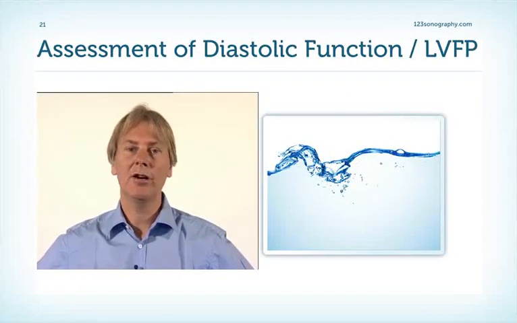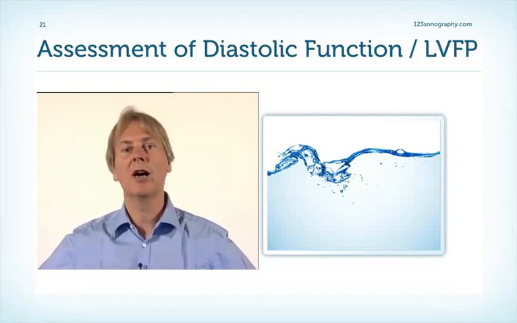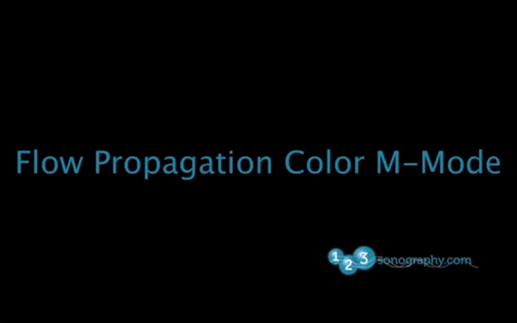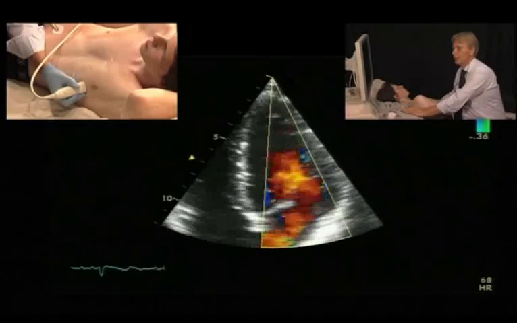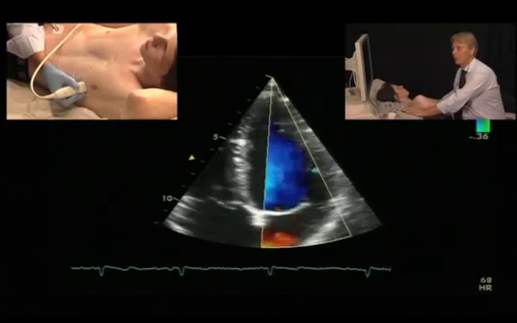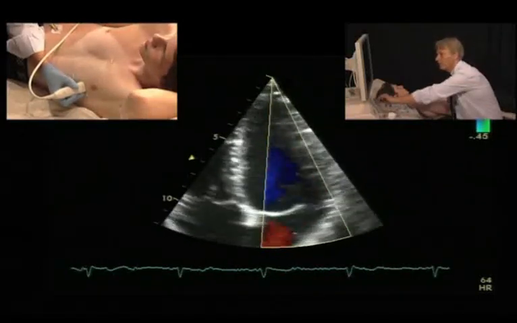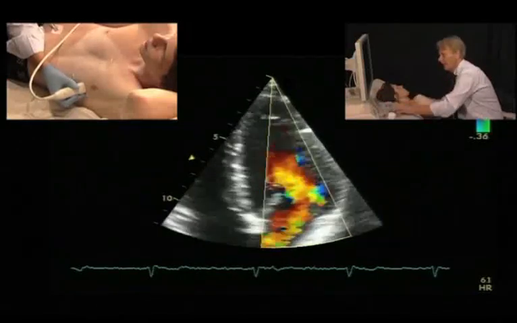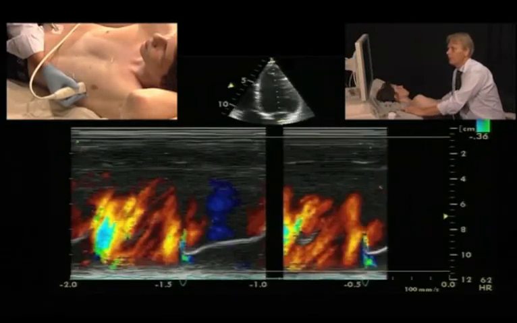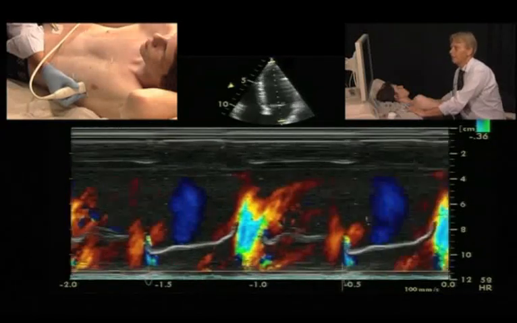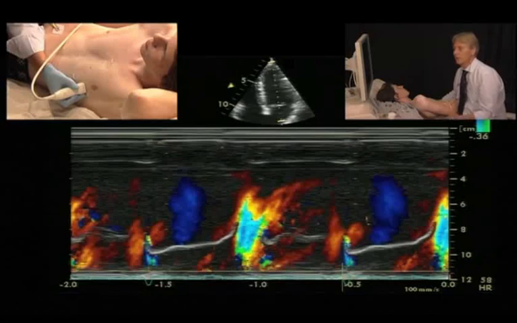The next modality I'll talk about is flow propagation, which is a combination of M mode and color Doppler. For the flow propagation, all you need is a 4-chamber view, and you would then place the color Doppler signal across the mitral valve, reduce the pulse repetition frequency a bit, and then put the M mode across the mitral valve and thereby get a spectrum which looks something like this.